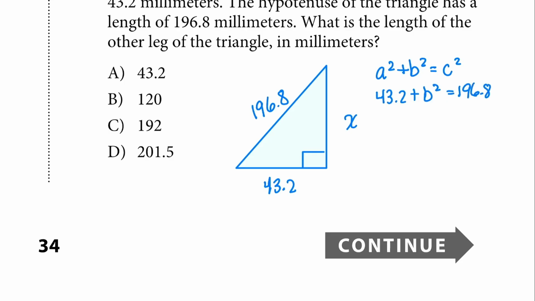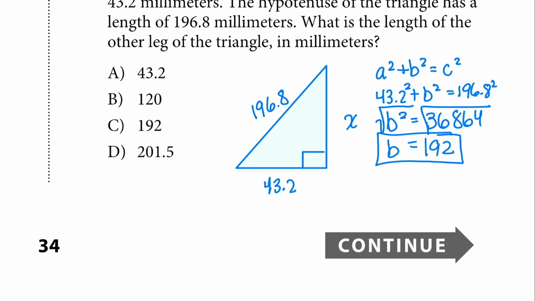And then go ahead and solve it. And after going ahead and substituting everything and simplifying, I do get all of this. Okay, we're going to square root that and then get b is equal to 192, which is answer C.